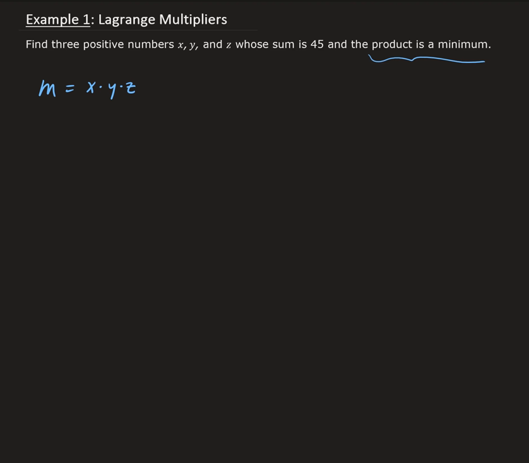And we have a constraint here. The sum of those three numbers must be 45. So that's going to be x plus y plus z equals 45. All right, so we want to minimize this. That's our primary equation with respect to our constraint.